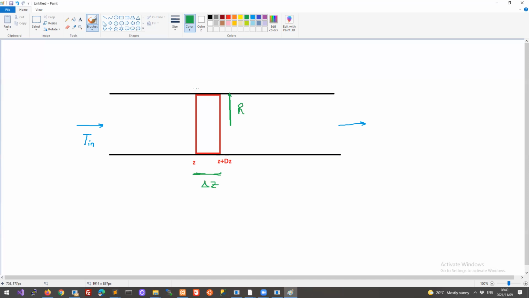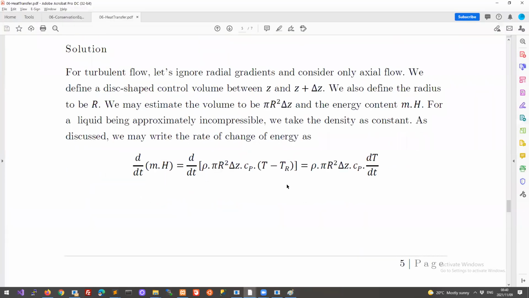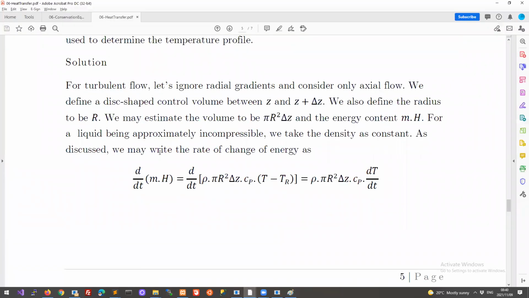We could also define an area here. So the area on the inside curved surface of this disk, we could also estimate that. But we'll see that we don't really need that. We know that it would be 2 pi r times delta Z. Anyway, let's first estimate our accumulation term. So we said the accumulation term is d/dt of the mass times the enthalpy.